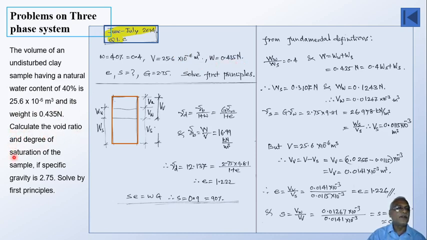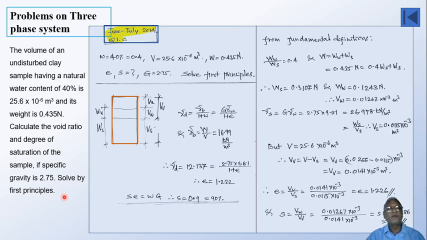Calculate the void ratio and degree of saturation of the sample. They have not mentioned the specific gravity of solids, but it is obvious that the specific gravity of soil solids is 2.75. Solve the problem by first principles.